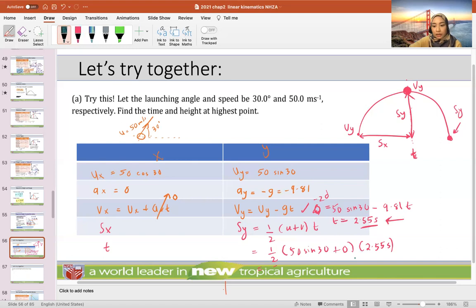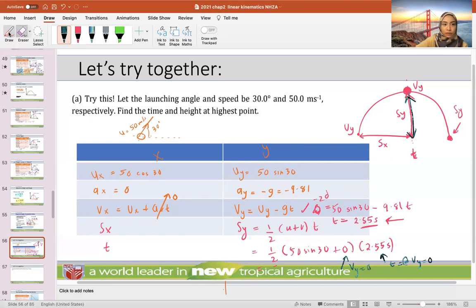Kenapa? Sebab saya pakai V0, V equals to 0, sorry, Vy equals to 0. And I use the time at Vy equals to 0, which corresponds to this point. So when I solve for Sy using these values, I am finding the displacement for the maximum height.